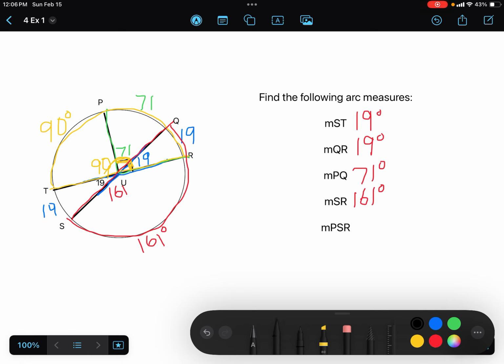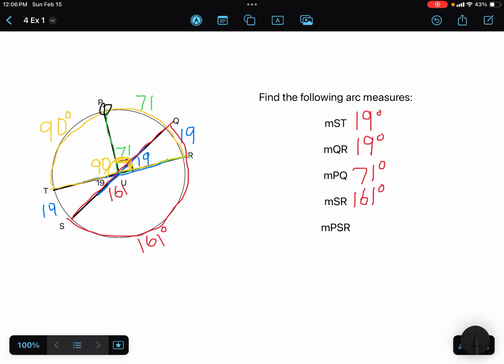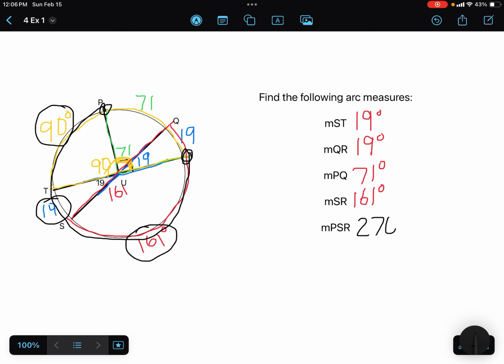We use 3 letters to tell us to start at P, go around through S, and end at R. So we can add up 90 plus 19 plus 161 to get 270 degrees of arc for PSR.